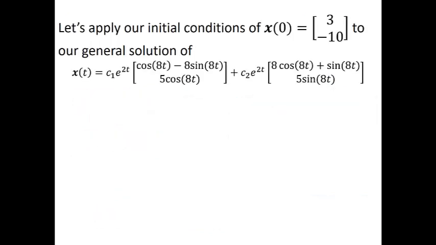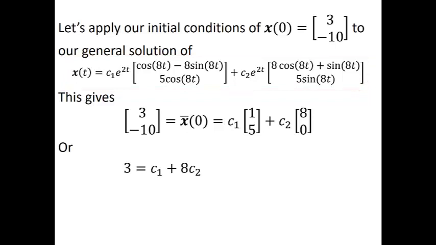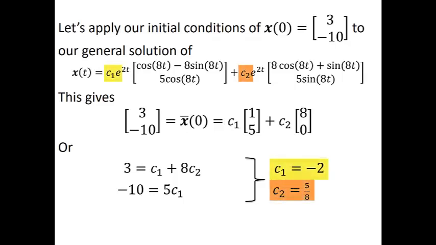So now we can apply our initial conditions. We know that x of 0 is 3, negative 10. So we're going to apply those initial conditions to our general solution. And that tells us that 3, negative 10 is our x of 0. And if we let t equal 0 inside of our general solution, then our general solution simplifies to c1 times the vector 1, 5 plus c2 times the vector 8, 0. So focusing on the first component, we get 3 equals c1 plus 8c2. Focusing on the second component, negative 10 equals 5c1. Solve that system. c1 is negative 2, c2 is 5/8. So in our general solution, we're going to replace c1 with negative 2 and c2 with 5/8.